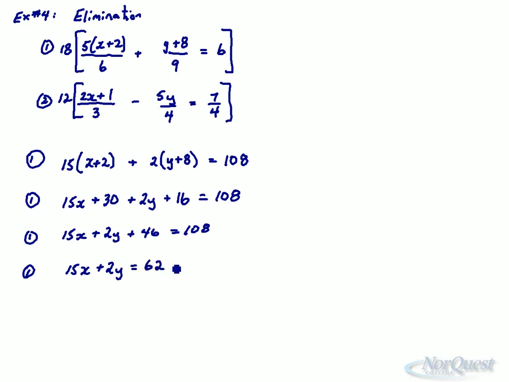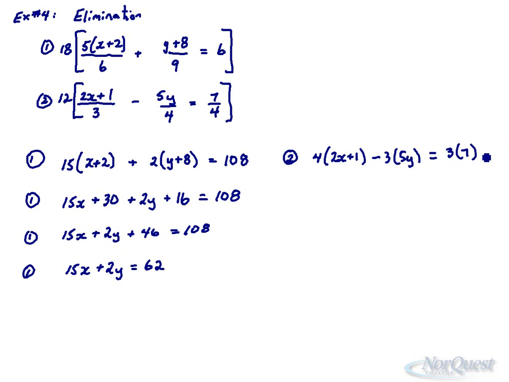There's equation 1, simplified. I'm going to do equation 2 on the right. Again, multiply by 12. So 12 divided by 3 will give me 4 times the top, which is 2x plus 1. 12 divided by 4 will give me 3 times the top, 5y. And I'm going to be equal to, again, 12 divided by 4, which will be 3 times 7.